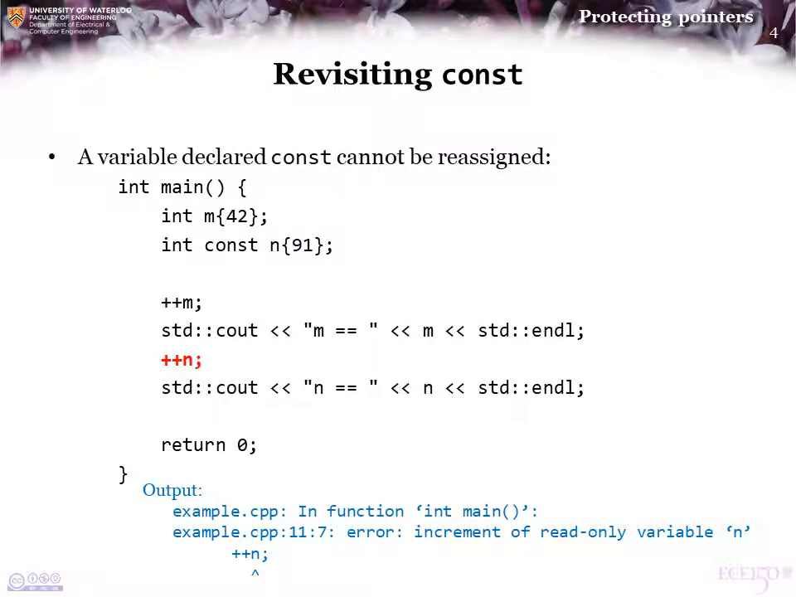Now, you also recall that we can declare a local variable to be const. That means we can initialize it, but we cannot change it. So here n is declared const and it is initialized with the value 91. If we now attempt to change the value of n, such as we do here where we use auto increment, we get a compile time error. The error is very specific. We are attempting to increment a read-only variable n. Read-only means essentially constant. We can access the value, but we cannot change that value.